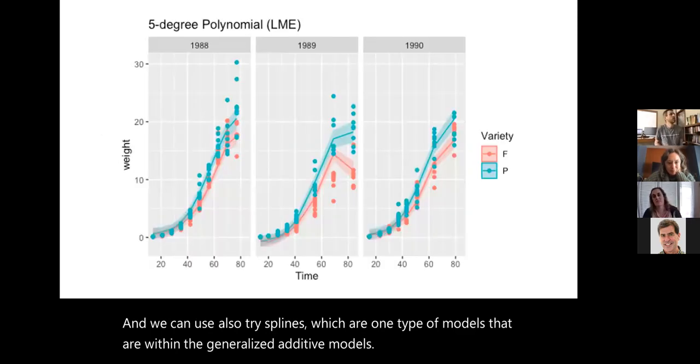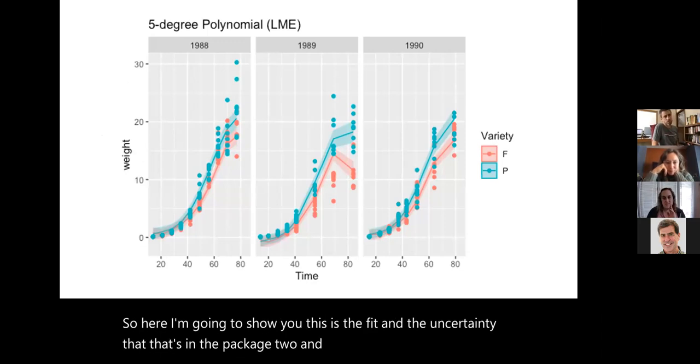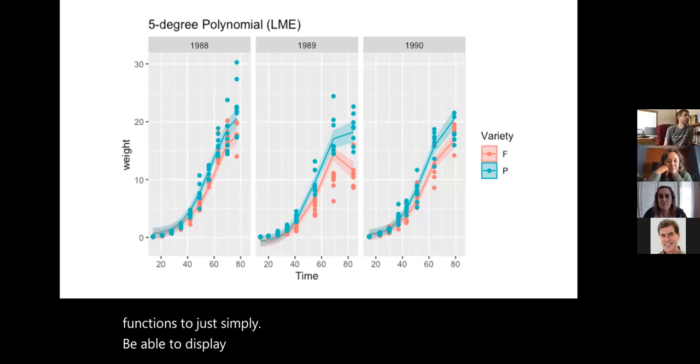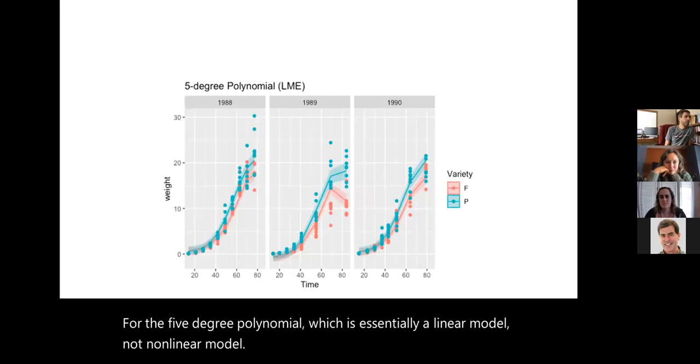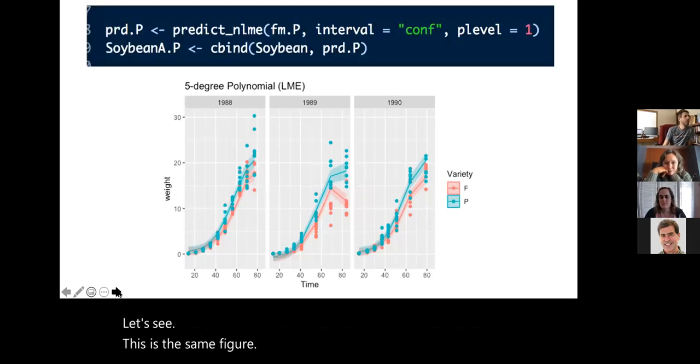So here I'm going to show you the fit and the uncertainty, which is in the package too. It provides equivalent functions to simply be able to display that uncertainty for the 5-degree polynomial, which is essentially a linear model, not a nonlinear model. Let's see. This is the same figure. Oh, yeah, there's the code. That's what I was missing.